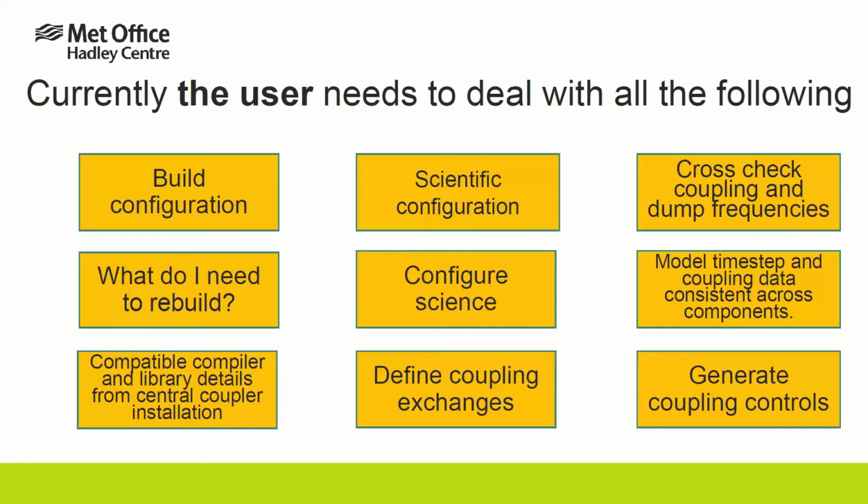I won't go through all of those in detail, but these are basically what a user needs to know about if they're intending to do anything more than just run a model that's been handed to them on a plate. They need to know about all the things on that chart. If they don't get all of those right, then it can lead to bad things.